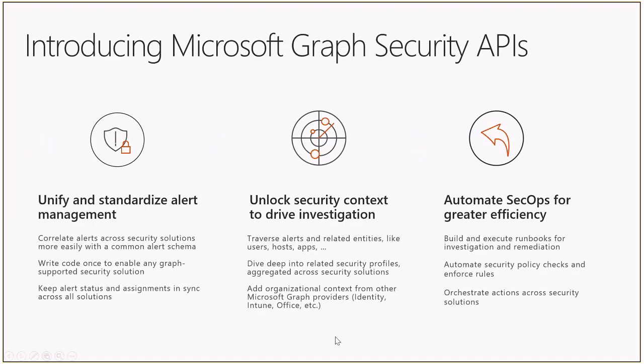So a couple of weeks ago, we launched the public preview of Security API for Microsoft Graph. There are three main capabilities that it lights up. First is the ability to unify and standardize alert management. We talked about this as a challenge before: all of these alerts coming in from various sources and various schemas. So now you can write code once to get alerts from any graph supported security solution, and that'll be returned in a common alert schema.